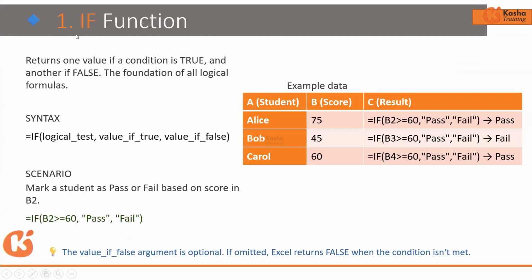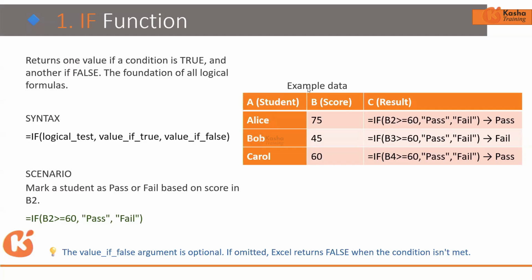So the first one is the IF condition. Now let's understand what the IF condition is. The IF condition returns one value if the condition is true, and if the condition is not true, it will return another value. For example, here you can see we mark a student as pass or fail based on cell B2. If B2 is greater than or equal to 60, then it is pass. If it is not, in that case it is going to be fail.